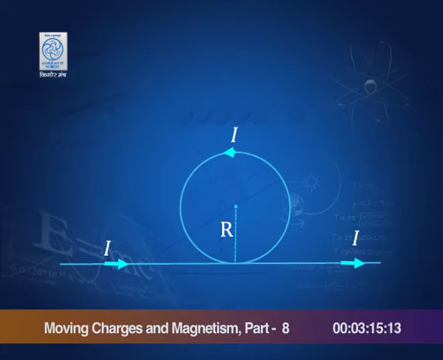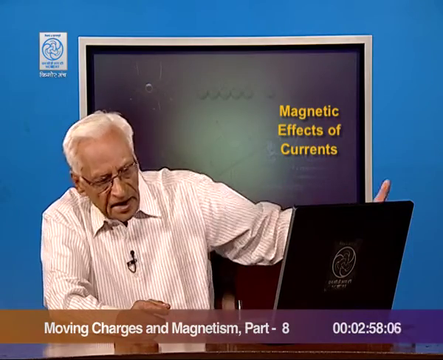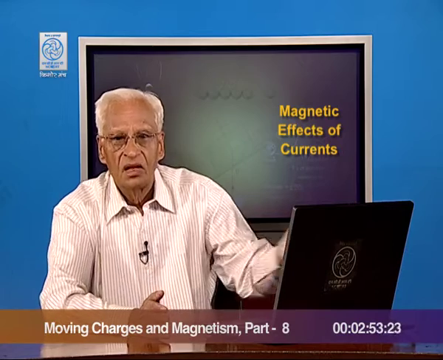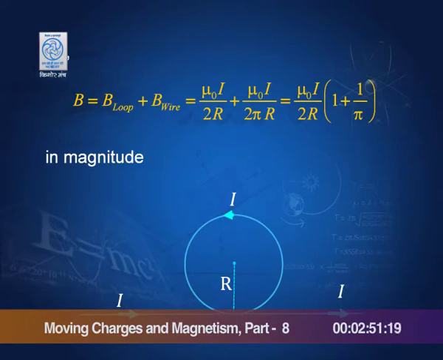So, I make a loop of this wire. In the loop the current is going anticlockwise, and in the wire it is going in this direction. I want to find out the field at the center of the loop. Since we know both the expressions due to a loop and due to a long current, we can just add them or subtract if the fields are in the opposite direction.